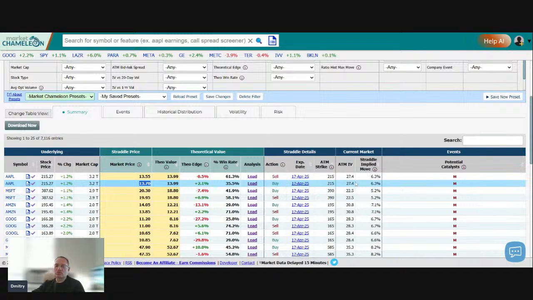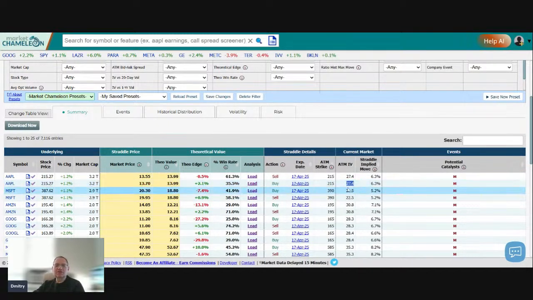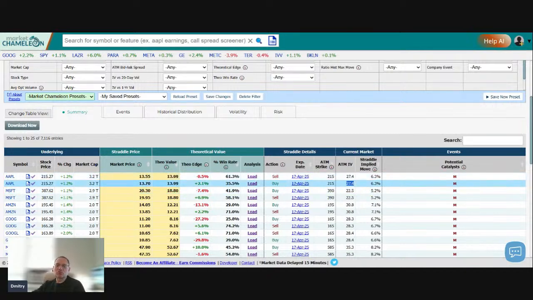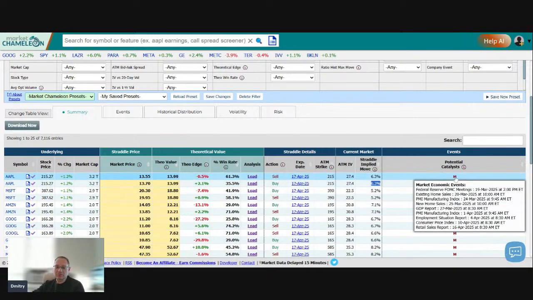Here we're just moving along. This is defining the straddle. This is which one you're analyzing, April 17, 15 strike, and then we have this at-the-money volatility. So this is the implied volatility of the options. And this is the implied move, how much the stock has to move to cover the cost of that straddle. So 6.3%. And down here, we also list some potential catalysts that could make the stock move.